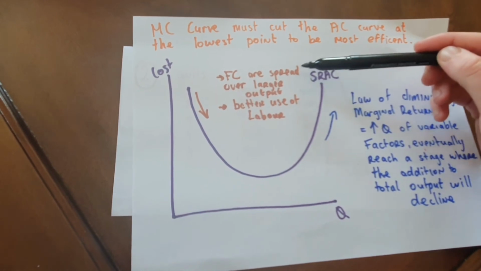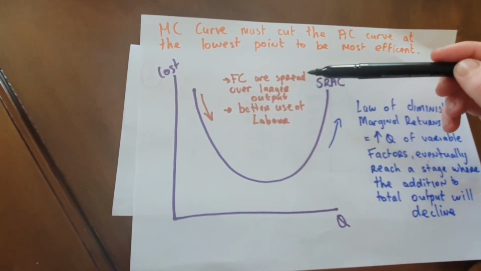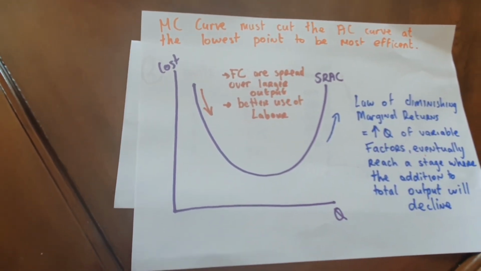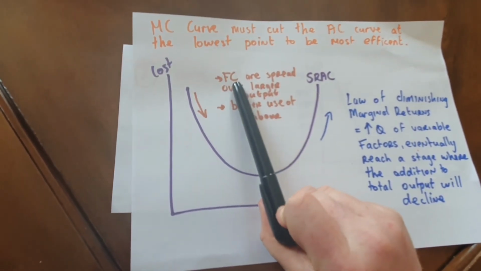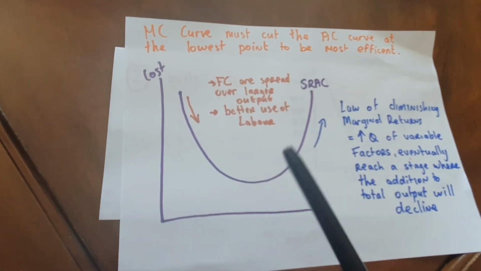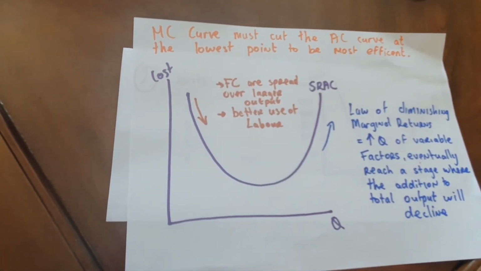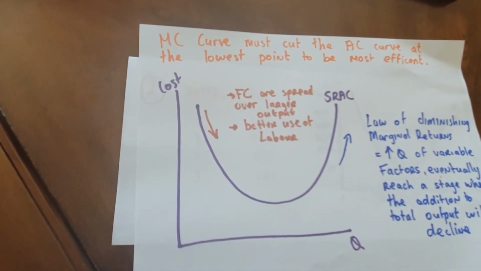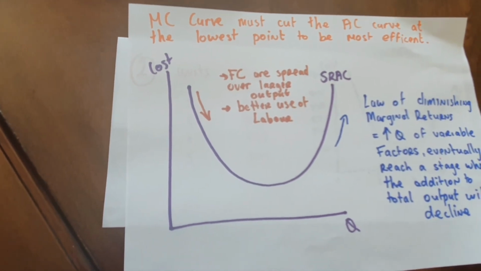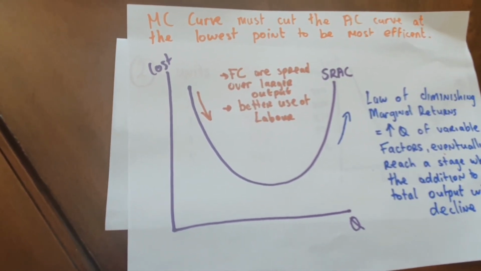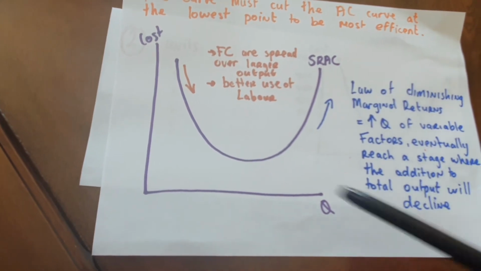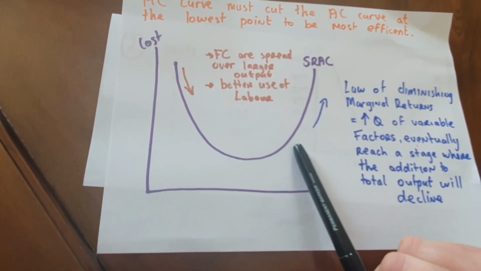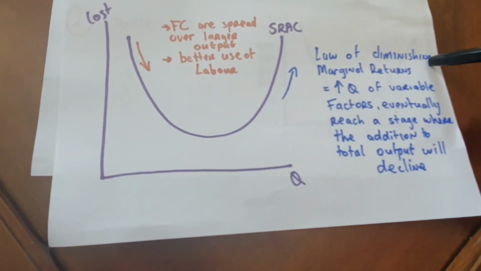First of all, our fixed costs are spread over a larger output. This means that our average costs are always going to drop in the start because our fixed costs are going to become less and less per unit as we start producing more. The second reason is that there's a better use of labour. As people begin to produce things, they might become better at it, faster at it, and more efficient. Then we have an upward sloping curve, so it begins to slope upwards, and we put this down to the law of diminishing marginal returns.